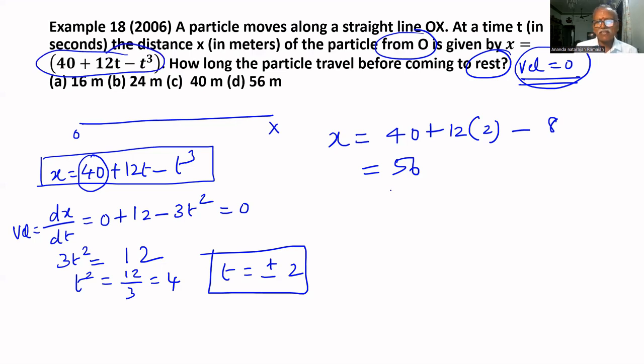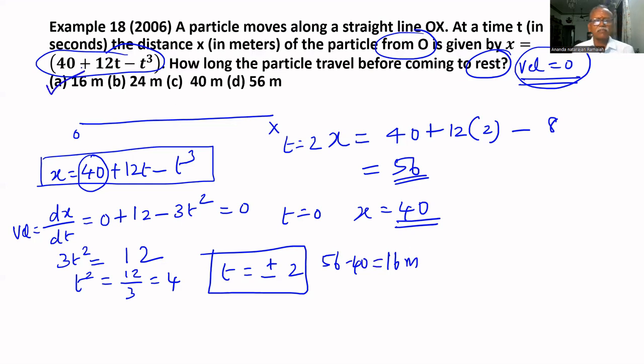So when t equal to 0, what is the distance we have to find? This is when t equal to 2. When t equal to 0, substitute t equal to 0 in x. If you put t equal to 0, x equal to 40. Therefore, initially it is at 40, now it is at 56. Therefore, before coming to rest, it travels 16 meters, because 56 minus 40 equal to 16 meters. Therefore, A is the answer.